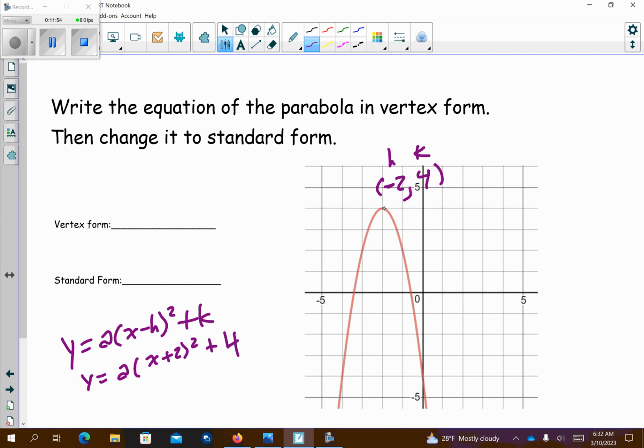Let's look at our pattern graph. If I were from here, if I went right 1, down 2, I get to another point. So I'm going down 2. Because I'm going down this 2, this means my a value has to be negative 2. So we can go ahead and plug that in. x plus 2 plus 4. All right, that's my vertex form.